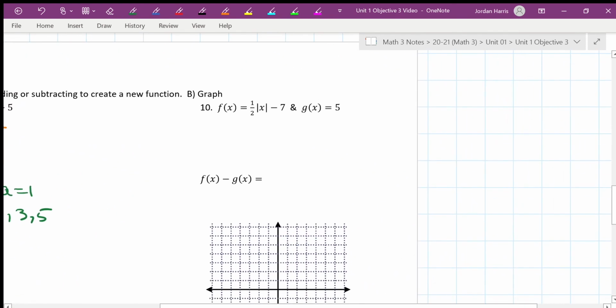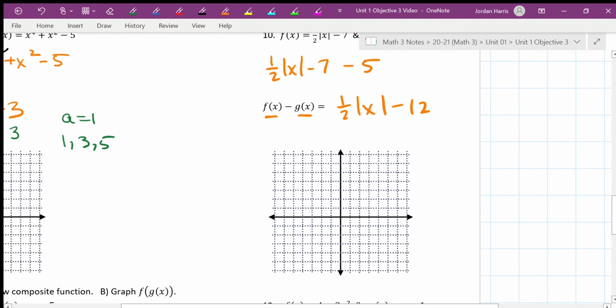Now we have subtraction. So this one is a little bit more complicated, not much. So we have 1/2 absolute value of x minus 7 minus 5. The trick here is, the reason this is more complicated is if this has more than one term, you got to distribute the negative. Change the sign for each piece. This time it was pretty easy. I get 1/2 absolute value of x minus 12.